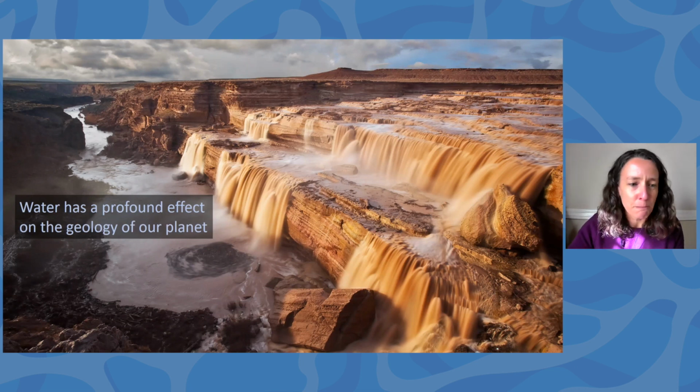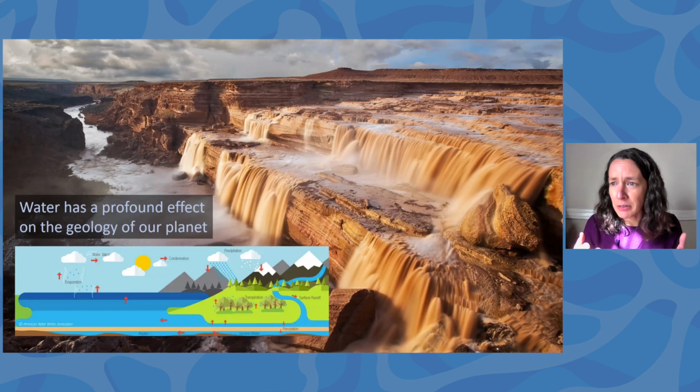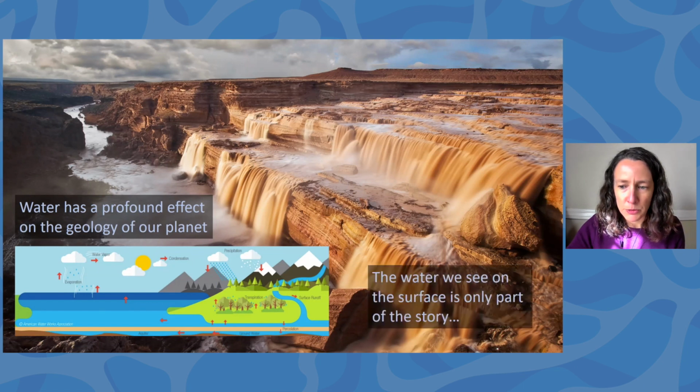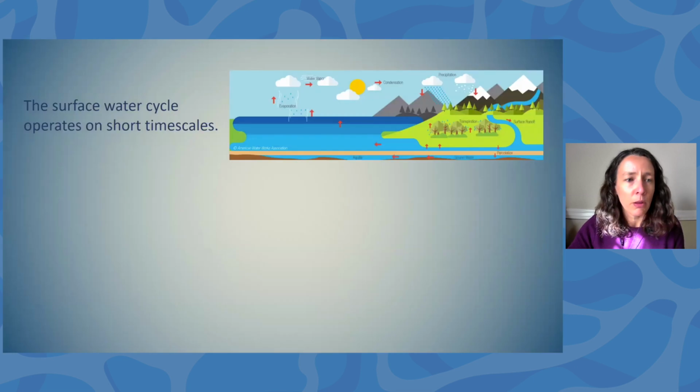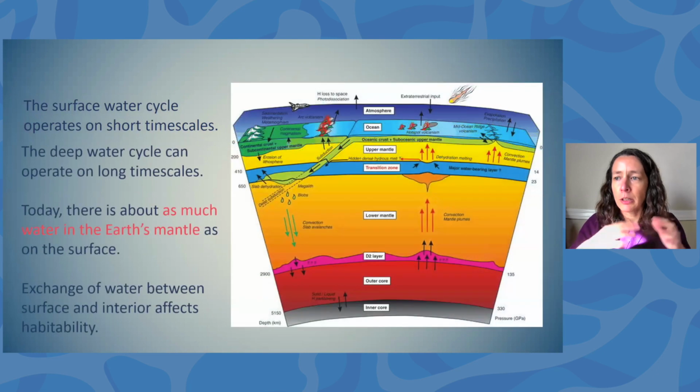And when we think about the way that water affects the surface of our planet, we often think about this water cycle where we have evaporation from the oceans and precipitation onto the land and then erosion. But this is actually only a portion of what's going on our planet on the long time scale. And what we see at the surface is actually only part of the story. The surface water cycle operates on these short timescales, but on long timescales, water is interacting with the entire interior of our planet as well.